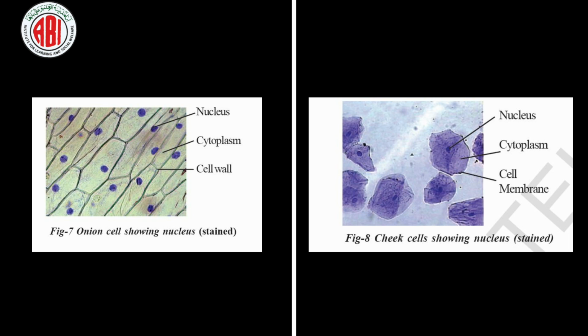Now when we see the human cheek cells, which represent animal cells, these cells do not possess a cell wall. The cell wall is absent. In animal cells, we do not find any protective layer, that is, a cell wall. So the cell wall is absent in the human cheek cells, but a thin cell membrane is present. We can also observe the dark body, the nucleus, in the human cheek cells, which is present at the center.